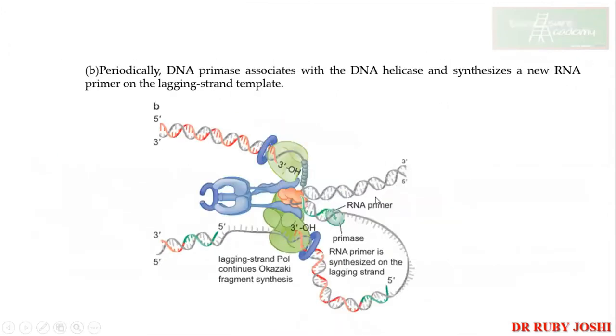Now, DNA primase associates with the DNA helicase and synthesizes new RNA primer for the lagging strand. Now, one more thing to remember, that primase is getting activated by the activity of the helicase. Now, in the video, pay a little attention, to the helicase, something comes and binds. That something is nothing but the primase, which gets activated and then only it is able to bind. So you should notice that the primase will come there.